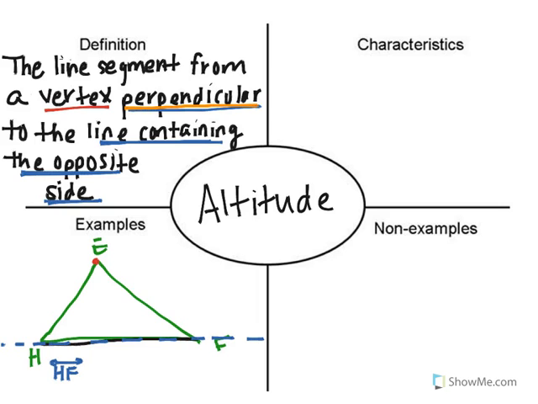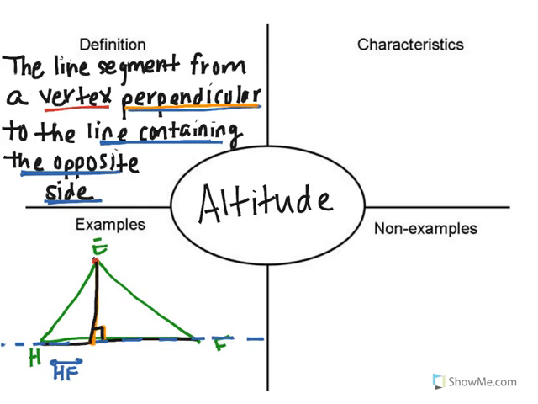So that means that it has to go from vertex E, and it has to connect on a point on the line HF, but specifically that point needs to be perpendicular. And we know that to signal that something is perpendicular, that it intersects at a right angle, we put a little box there. Okay, so what we've just drawn is a line segment from vertex E that is perpendicular to that line HF that contains the opposite side.